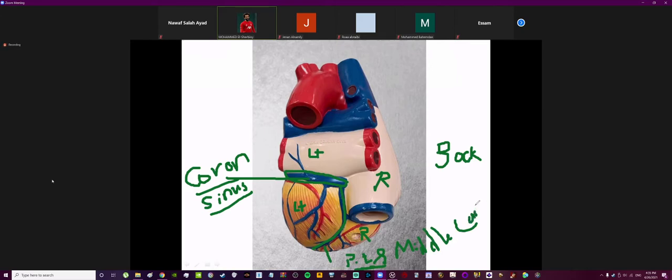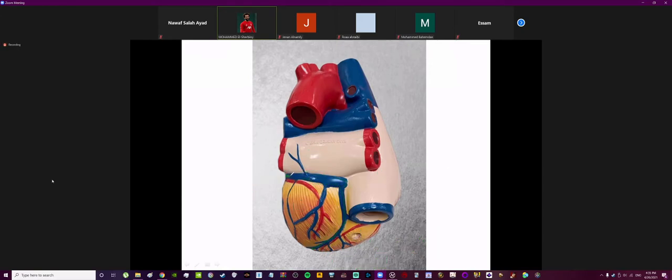Again, I know that you forget everything. Middle cardiac vein. Again, this is the coronary sinus on the back of the heart. Between the left ventricle and the right ventricle, you will find the posterior interventricular groove. Any artery in this groove will be the posterior interventricular artery, and any vein here will be the middle cardiac vein.